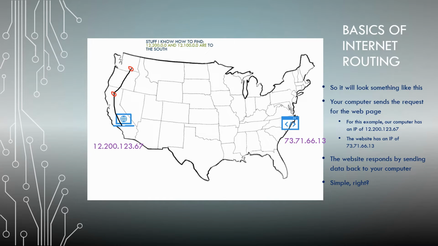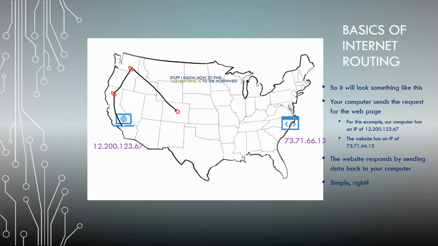So it goes up to the next one. And he says, I know how to find 12.200 and 12.100. They're to the south of me. 12.20 is here in my city, but you're not asking for 12.20. So everything else, let's go ahead and go over to the next hop peering point over in Denver. So it goes to Denver.